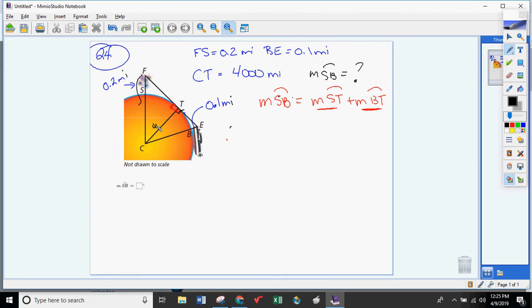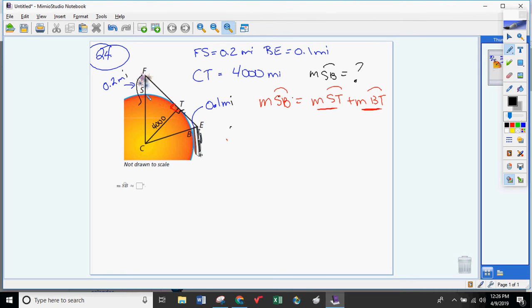They tell me the radius of the Earth, assuming C is the center, so C to T would be 4,000, and they tell me T is tangent. That's how I know that that's a right angle. And they want me to find the measure of arc SB. So the key on this one is realizing that arc SB is ST plus TB. If I find the measure of arc ST and add it to the measure of arc BT, that's going to give me the measure of SB.